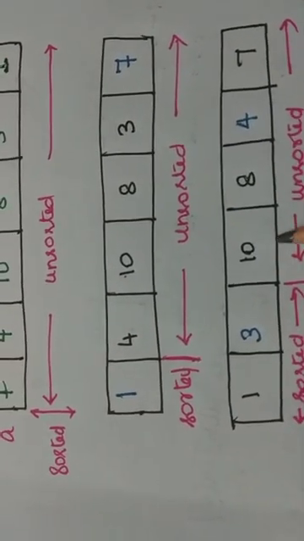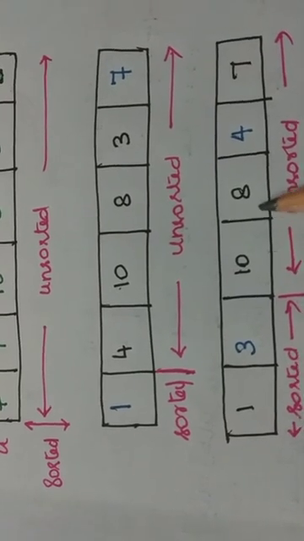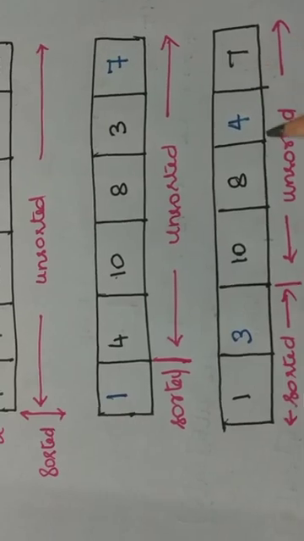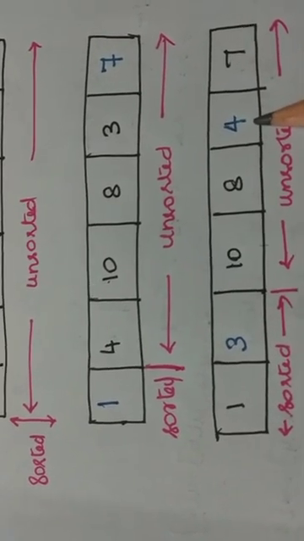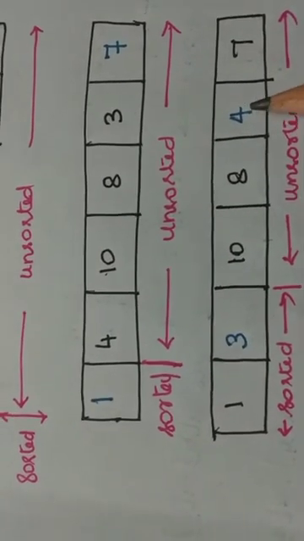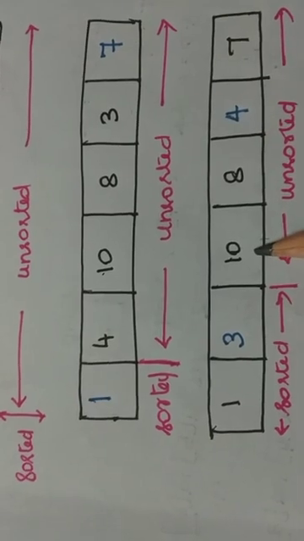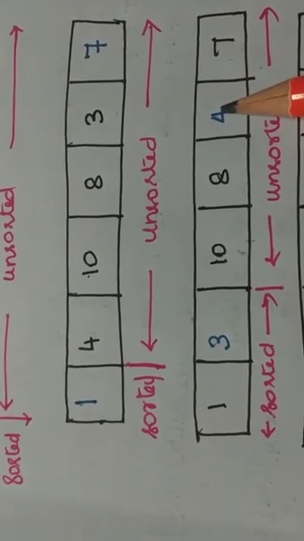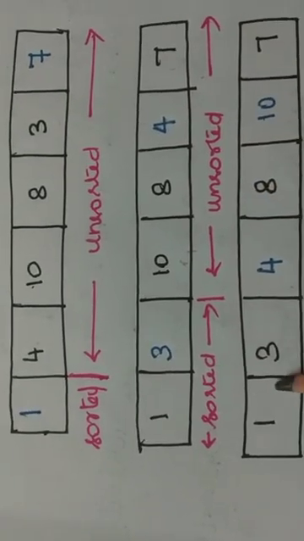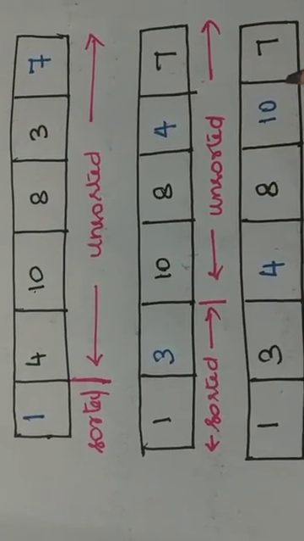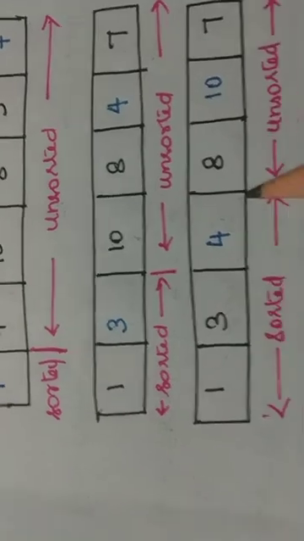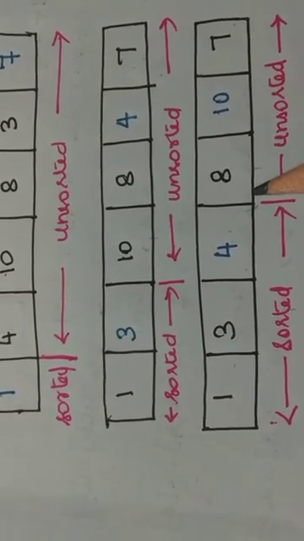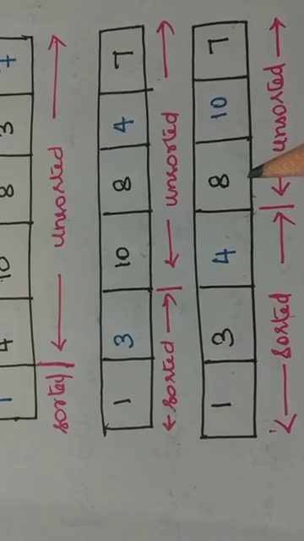Now 10 becomes our starting element. In this unsorted subarray, we will find which one is the minimum element. Here we found 4 is the minimum element, so we will swap this 4 and 10. So 10 will be swapped in place of 4. We will have 1, 3, 4, 8, 10 and 7. Now till 4 we have the sorted list, and 8, 10 and 7 are unsorted. Now 8 becomes the starting element of the unsorted array.